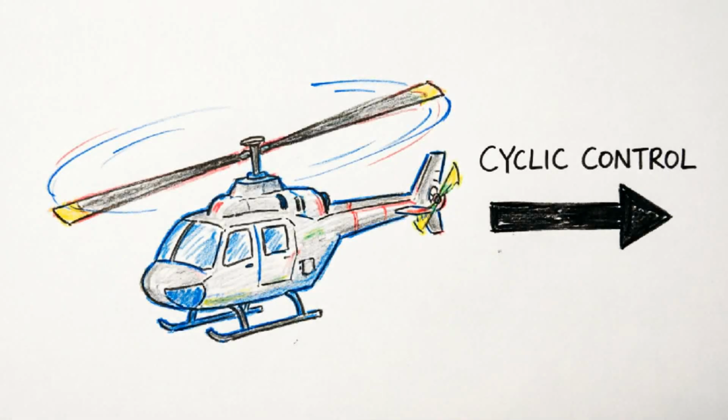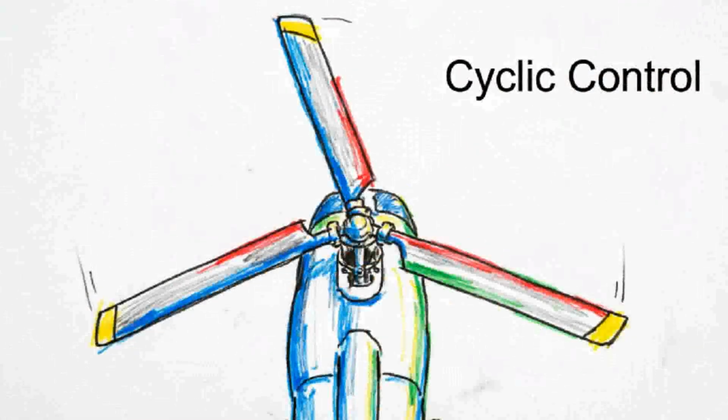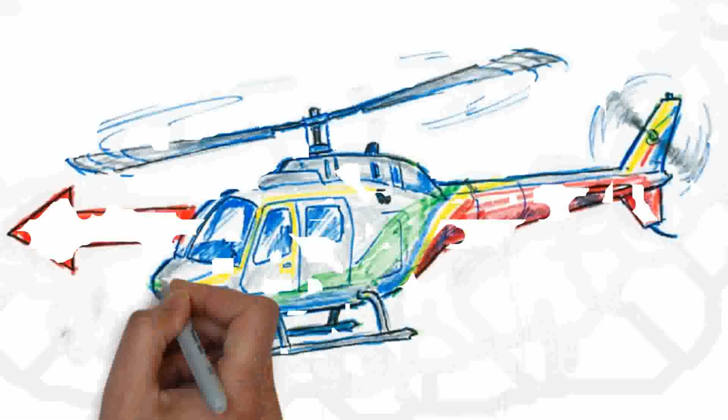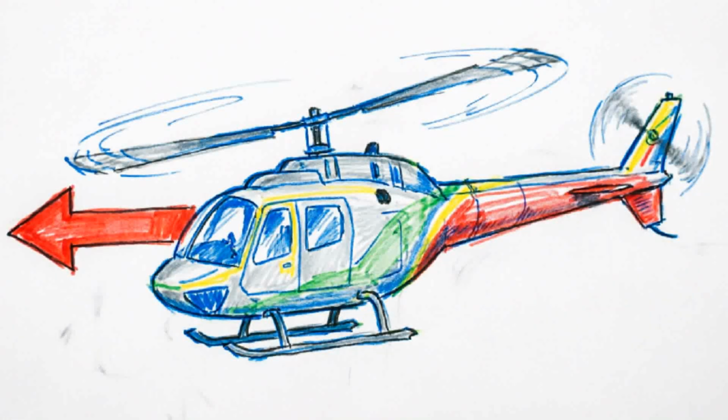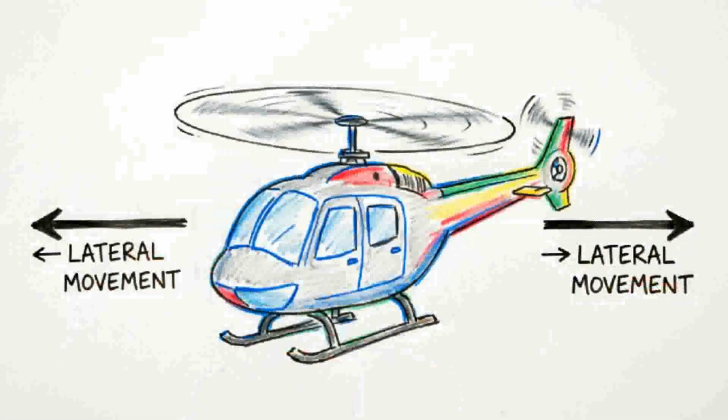The cyclic changes the angle of each blade individually as it rotates, tilting the lift vector in the desired direction. When tilted forward, some of the lift becomes thrust, pulling the helicopter forward through the air. Tilt the rotor backward and the helicopter flies in reverse, a unique capability of rotorcraft. Tilt left or right and the helicopter moves sideways with incredible maneuverability.